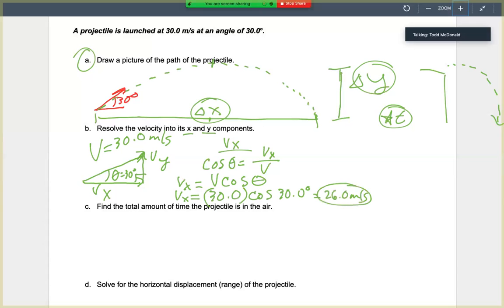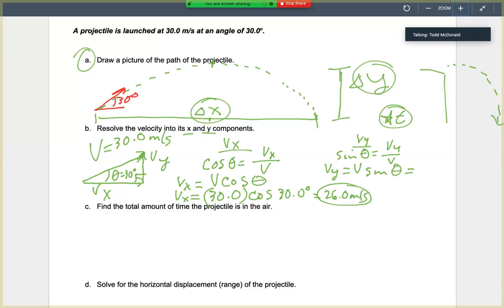So what does that mean? That means from the perspective of just the horizontal velocity, this object is traveling at 26 meters per second straight to the right. But we also have a vertical part of the velocity. We have to find that. So same idea, the y component is opposite of the angle. So we're going to use sine of theta is equal to Vy over V. If we rearrange that, you get Vy is equal to V sine of theta.